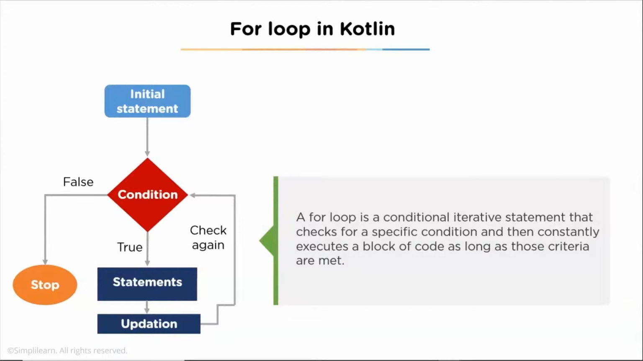If it's true, then the same process will get repeated, and if the condition is not satisfied, then the control jumps out of the loop. This complete process will keep on repeating until the condition evaluates to be false. Now, let's understand for loop with the help of an example.